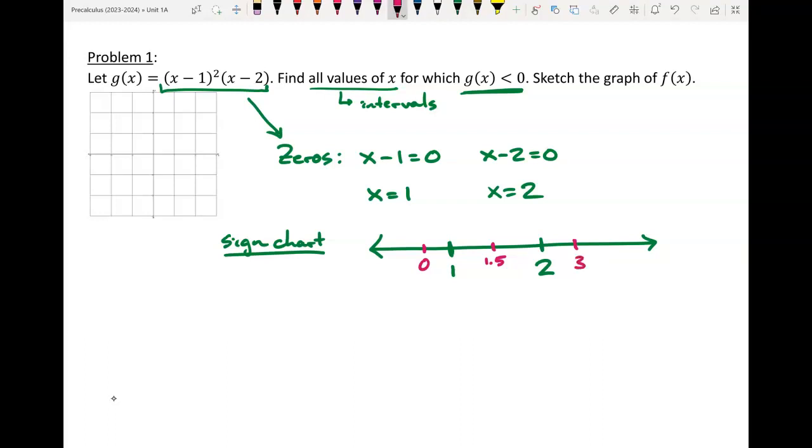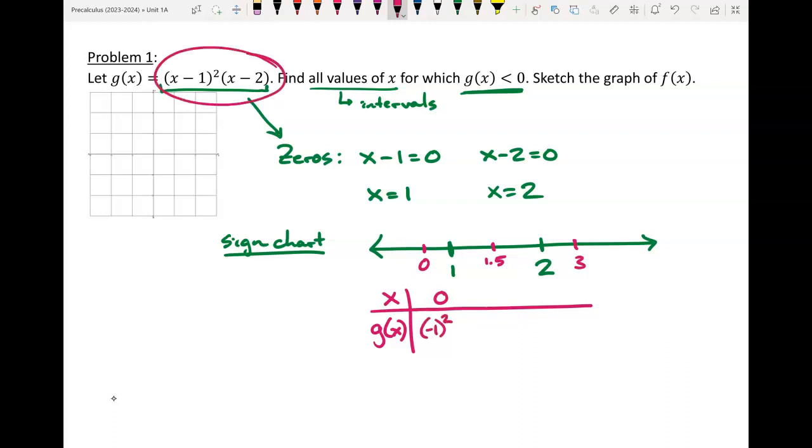And so we need to go ahead and plug them back into the function. Now, we don't necessarily care entirely about what the actual function value is. We care more about what is the sign. So I'm going to go ahead and plug in 0. So if I plug in 0 into this function, I should have (-1) squared times -2. Now (-1) squared becomes +1 times -2 gives me a result of -2. So I have a negative value for that interval. That one is negative on that side.